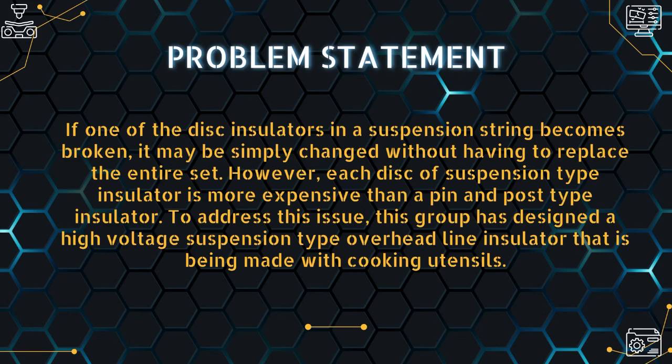To address this issue, my group has designed a high voltage suspension type overhead line insulator made with cooking utensils. We have chosen two types of insulator product and come up with the project, and my teammate will be explaining more in detail on it.